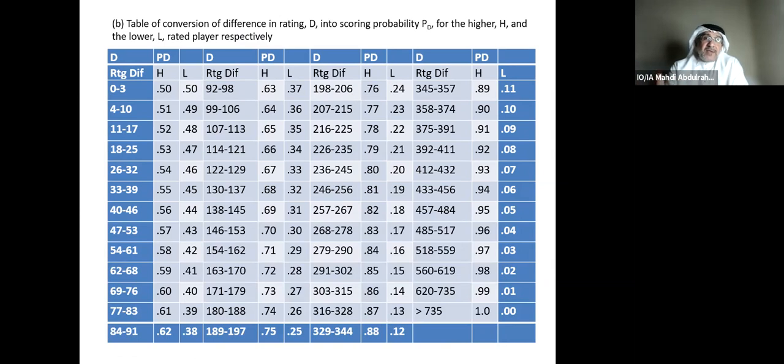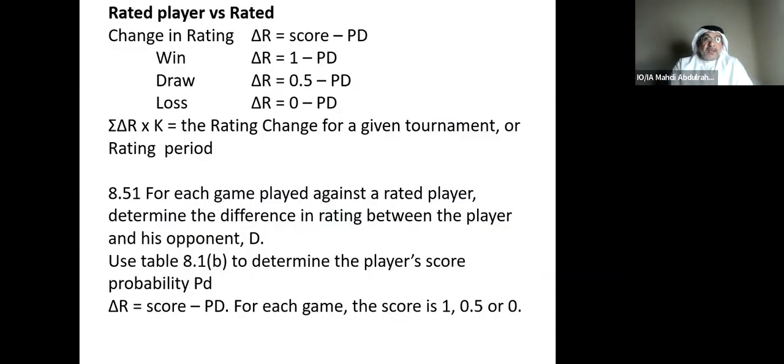Now we have another calculation, for the rated player against a rated player. Here, the change in rating is score minus PD. If he won, it will be 1 minus PD. If he draws, it will be half minus PD. If he lost, it will be 0 minus PD.